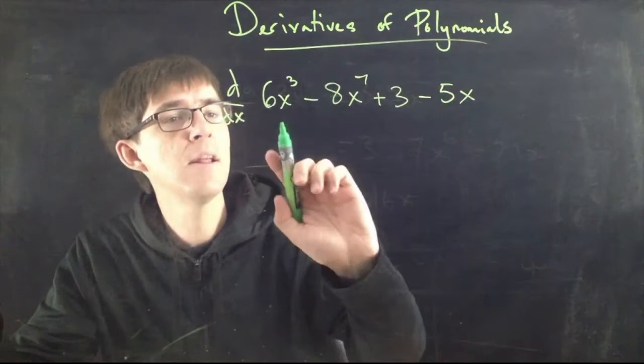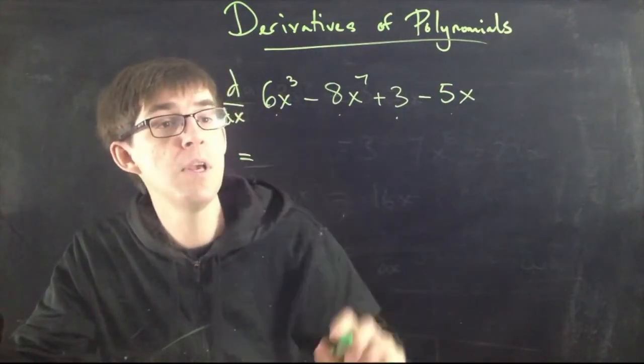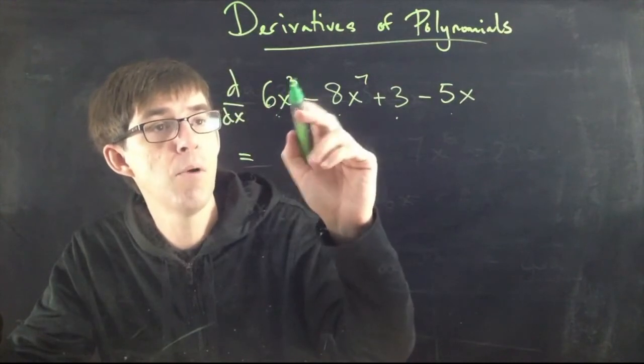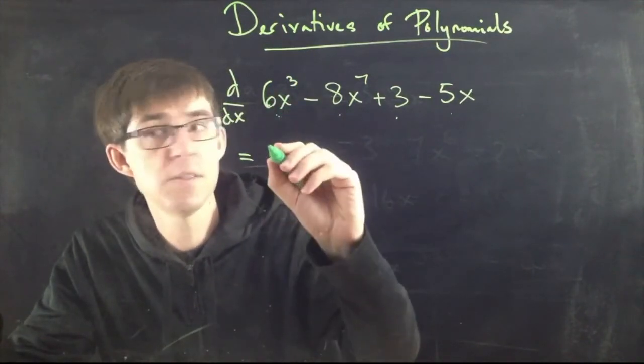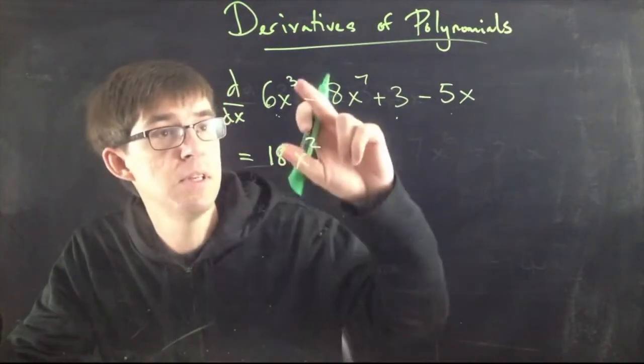So what we got to do is just go down the line here and take the derivative of each part. What do you get? From this part, I do the power rule. The 3 comes down, multiplies onto the 6. I get 18x squared, because I decrease the power by 1.